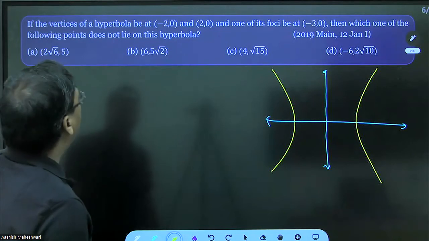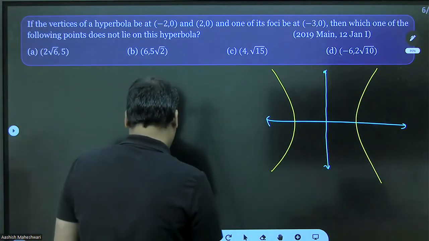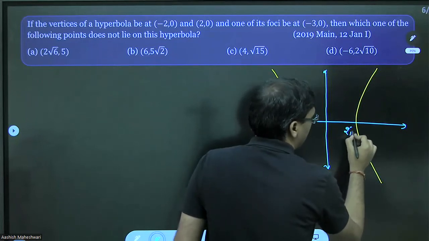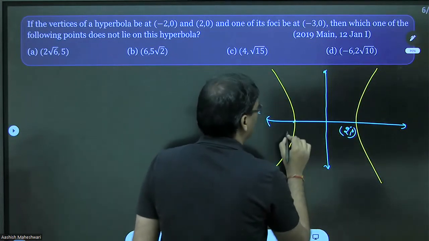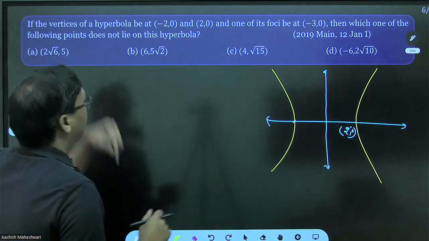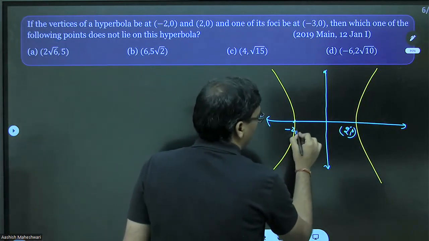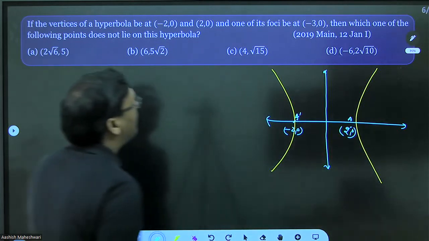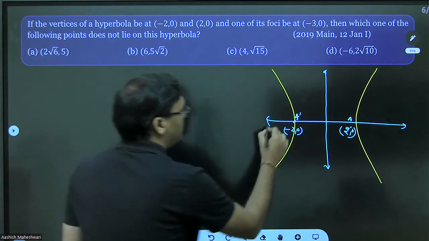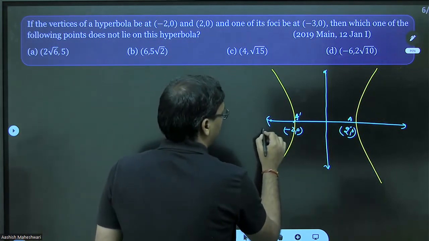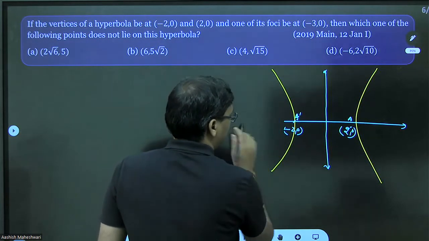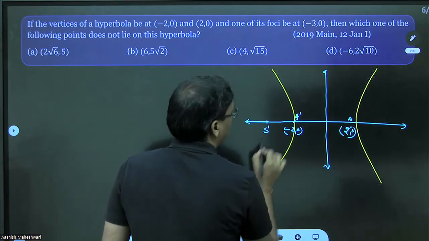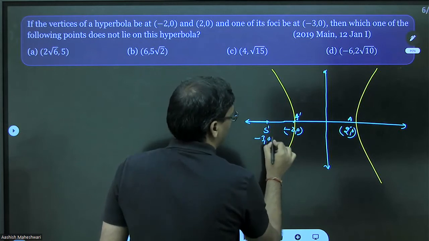Now, foci are minus 2, 0 and 2, 0. Sorry, not foci. Vertices are at 2, 0 and minus 2, 0. These are the vertices. Let's say this is A dash, and one of its focus is at minus 3 comma 0. This is one of the focus, let's say this is the focus S dash, which is minus 3 comma 0.